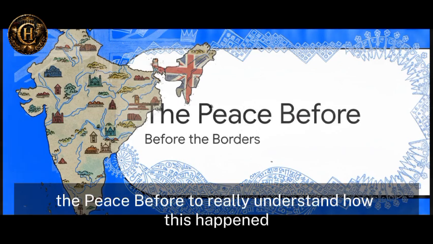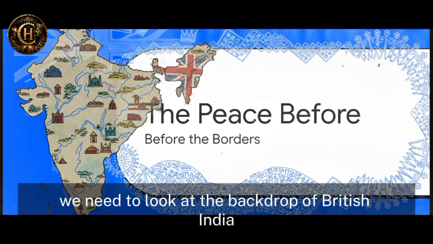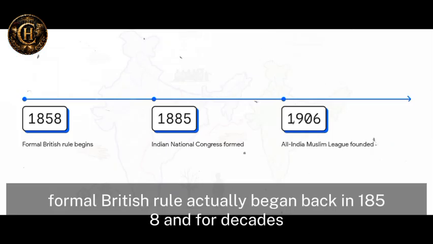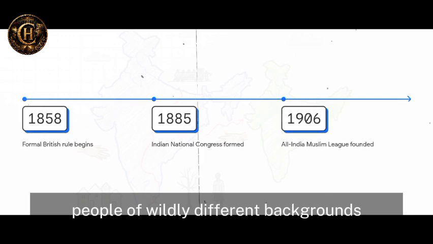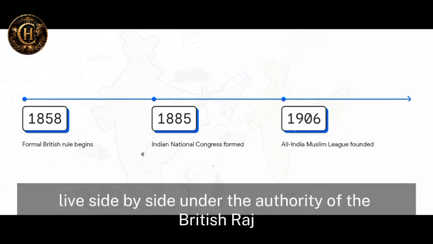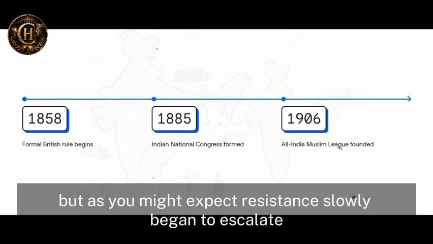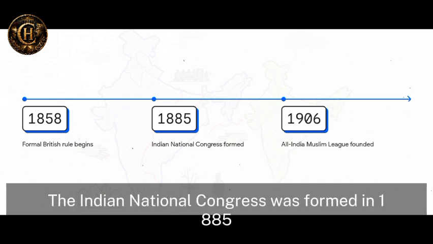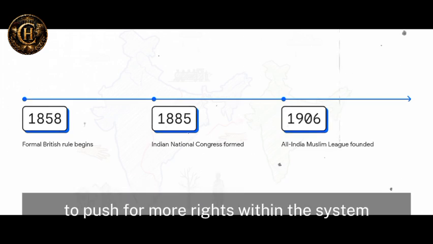To really understand how this happened, we need to look at the backdrop of British India. Formal British rule actually began back in 1858, and for decades, people of wildly different backgrounds, cultures, and religions lived side by side under the authority of the British Raj. But as you might expect, resistance slowly began to escalate. The Indian National Congress was formed in 1885 to push for more rights within the system.